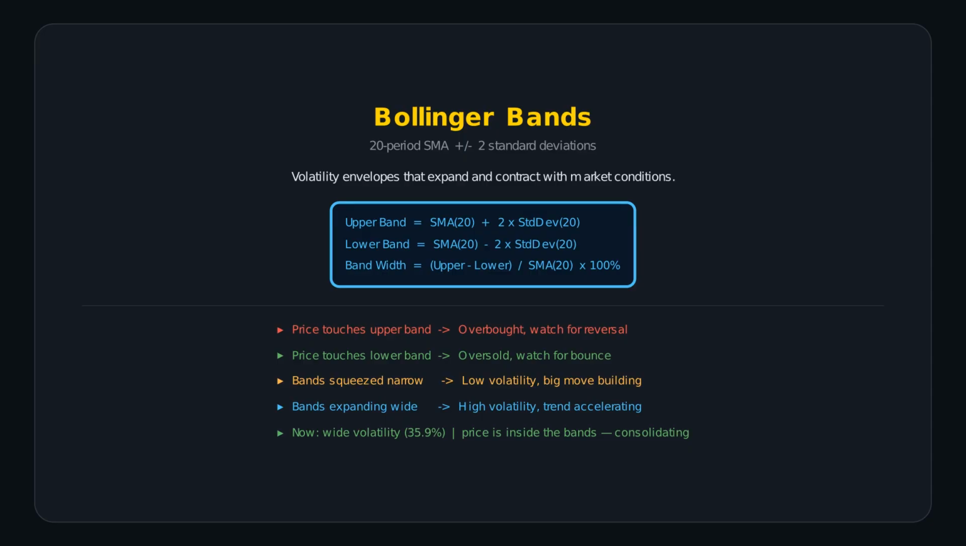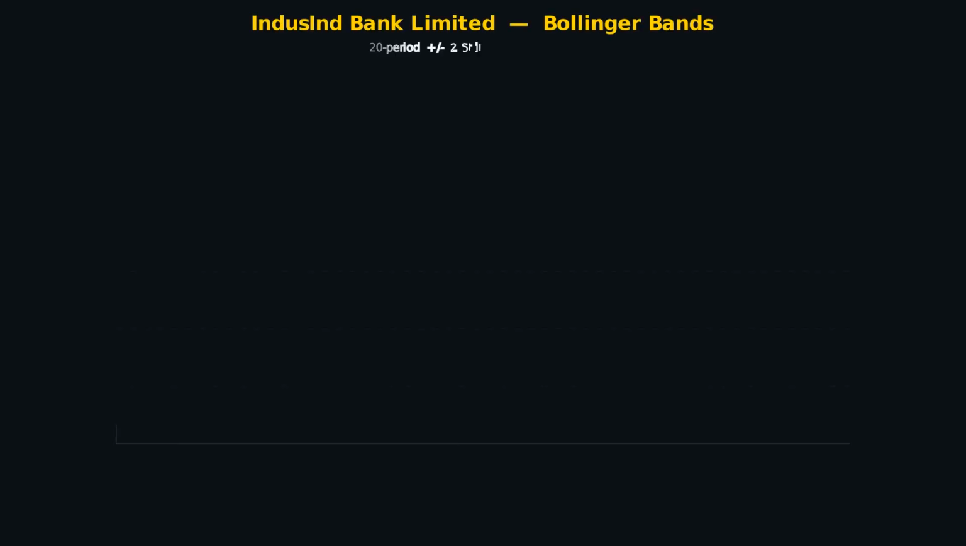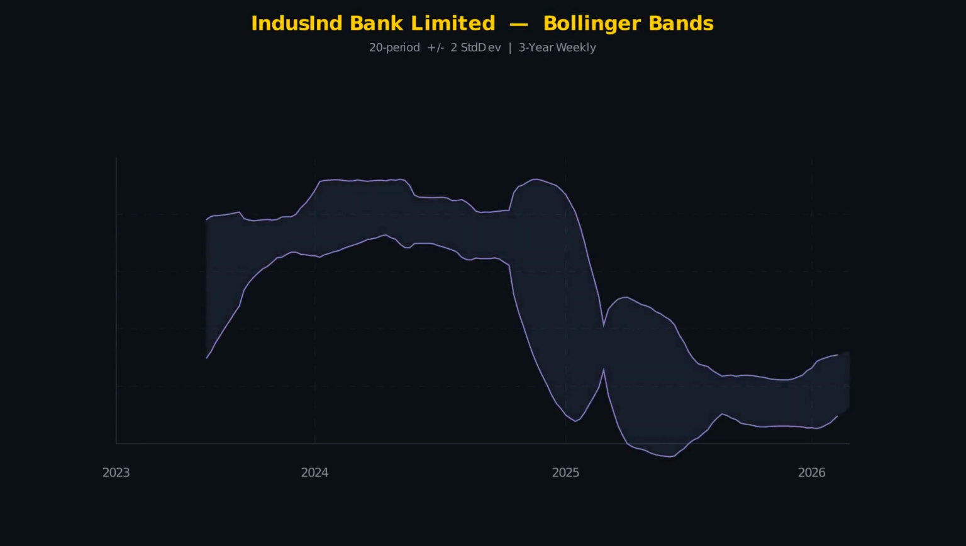Touching the upper band signals the stock is stretched, potentially overbought. Touching the lower band signals the stock is oversold, a potential bounce. The band width percentage tells you exactly how volatile the market is right now. Here is the Bollinger Band chart for IndusInd Bank Limited. The shaded region breathes in and out with volatility.